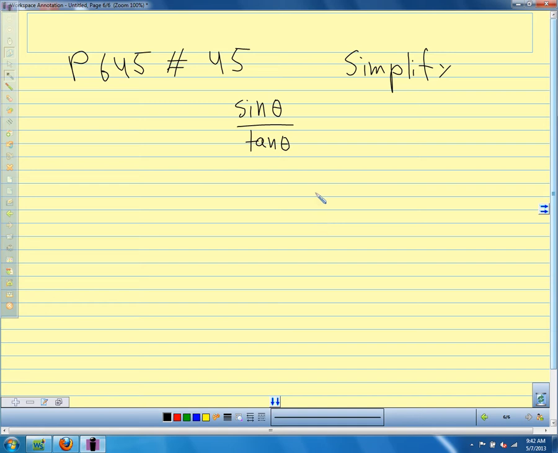So we want to simplify this. What they mean by simplify is write it in a simpler form. So what we do for problems like this is we're using our fractions to write our problems. So what did our tangent identities tell us? That the tangent of theta equals what? Sine theta divided by cosine theta. So I'm going to write tangent theta like that. So this equals sine theta divided by sine theta divided by cosine theta.